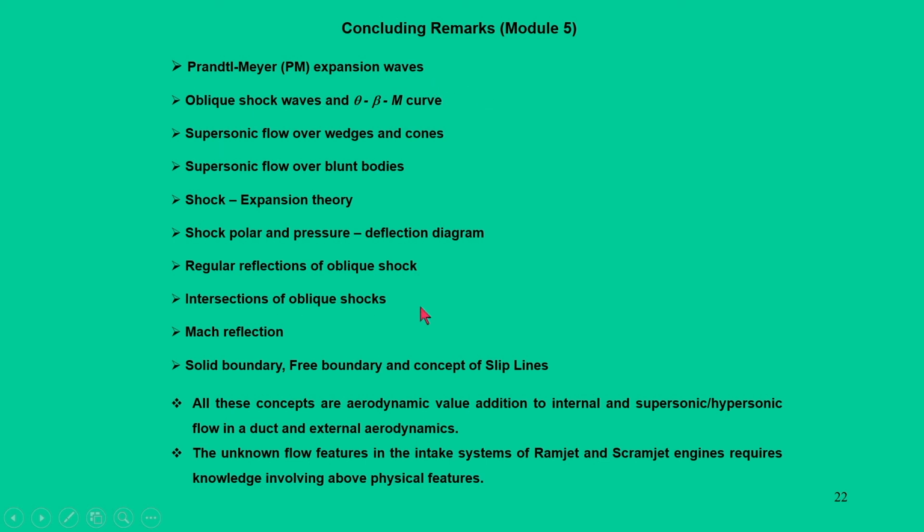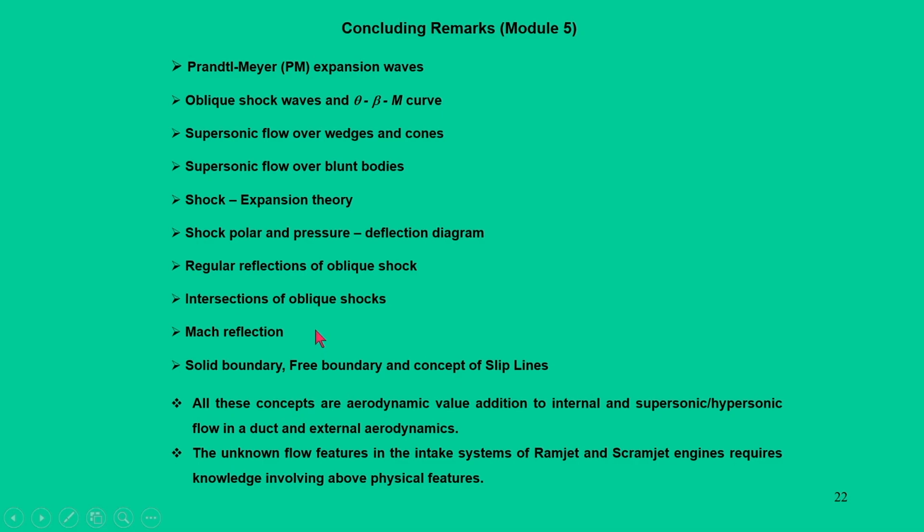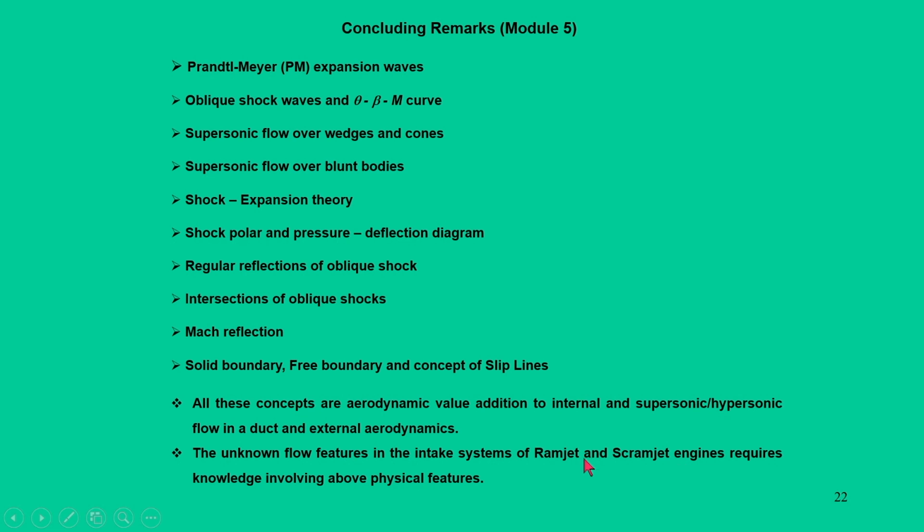Now, where are we going to use these features? Down the line, at a higher level, in the aerospace community, these particular flow features are very vital when we are looking at supersonic or hypersonic flows in a duct, that is, internal flow. Normally these are the intake systems of high speed engines, what we call ramjet and scramjet engines.